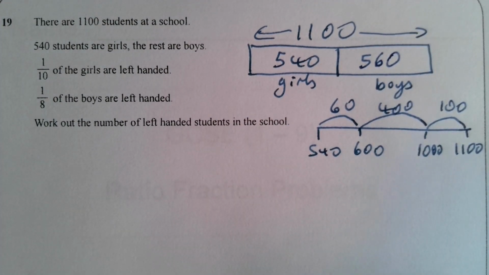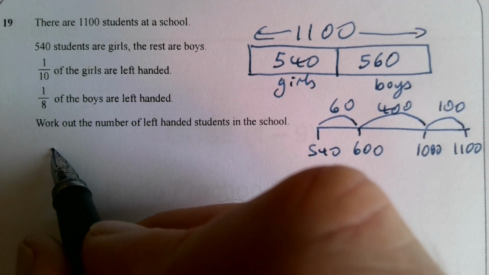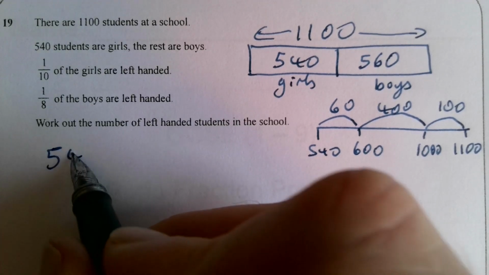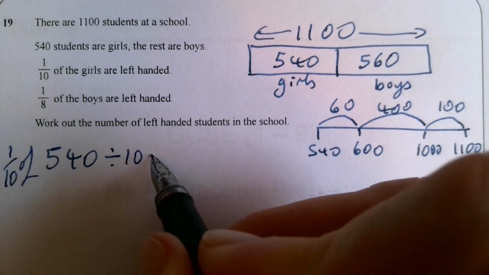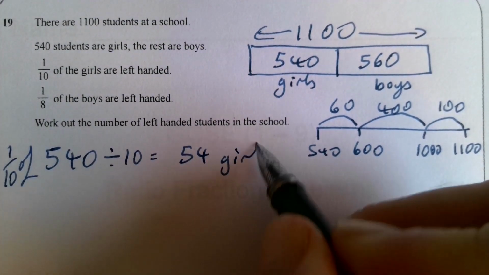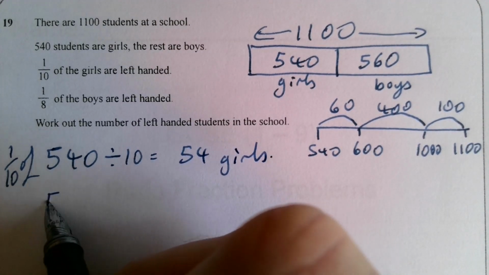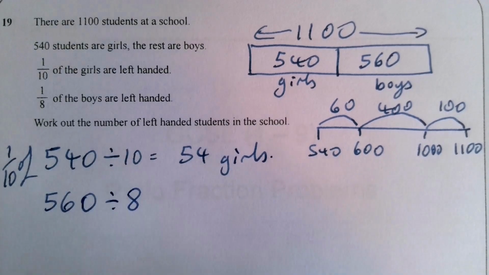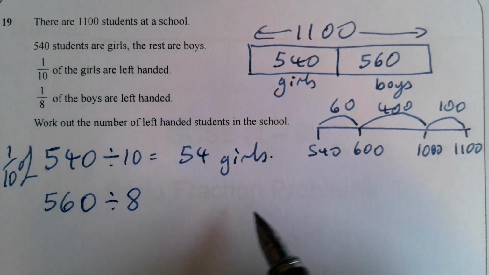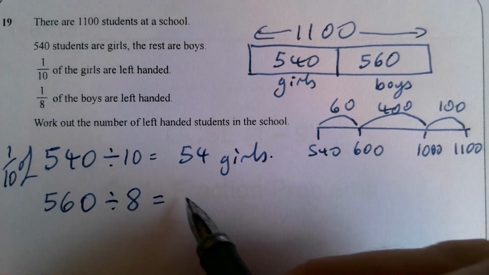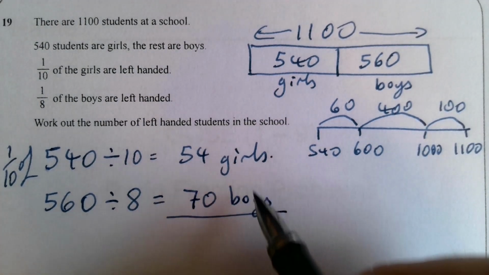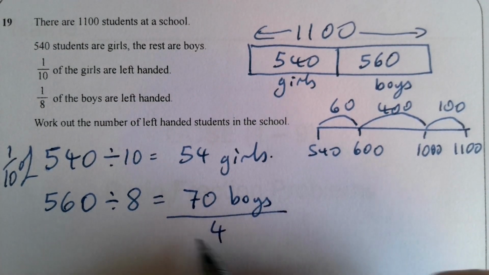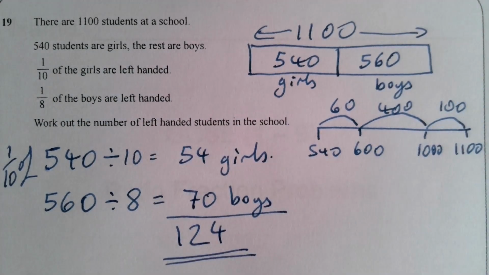So we want 1/10 of the 540, and we can get 1/10 by just dividing by 10. So that gives us 54 girls, and then the boys, 560, 1/8 will be dividing by 8. If you drew a bar for this as well, then that's brilliant. 8 goes 7 times into 56, so it's 70 boys. Add together the left-handed girls to the left-handed boys, and you get 124.